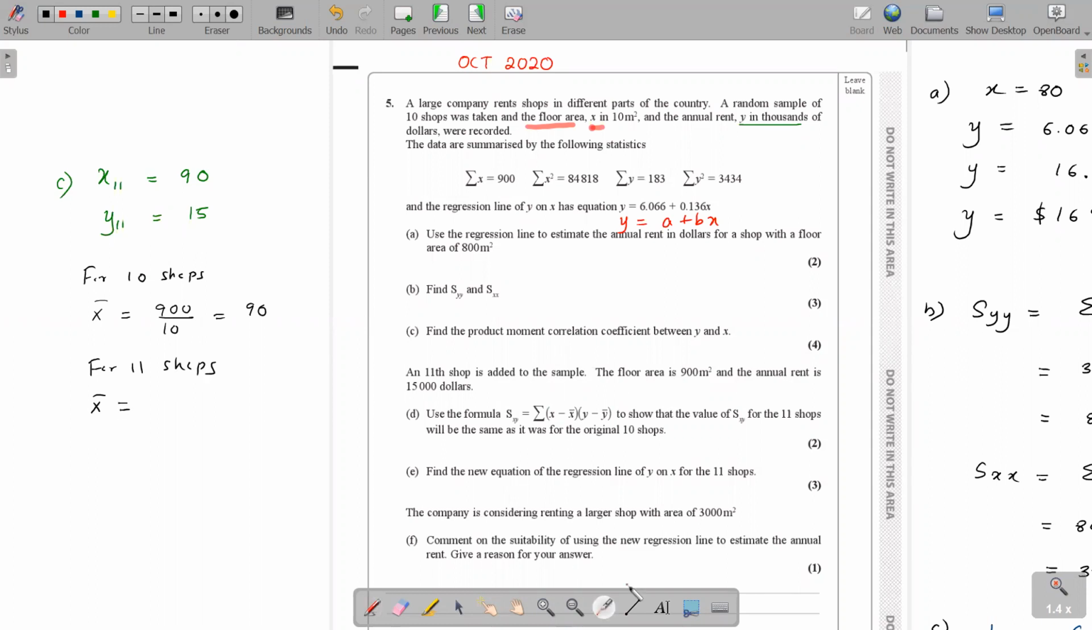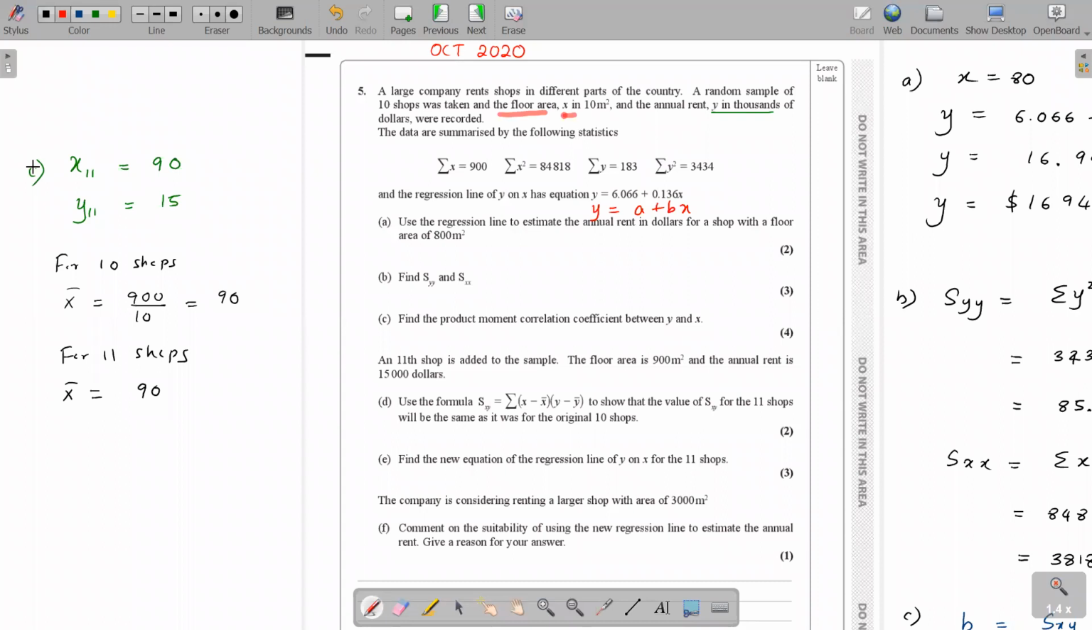So when you have the sigma X for 10 shops, it is 900. You're adding another shop that is 90. So 900 plus 90 is the sigma X now. 990 is the new sigma X. Divide by n, which is 11. So 990 divided by 11 gives you 90 again. So your new X bar is also 90. There is no change in X bar. Previous X bar and new X bar are exactly the same. Do you agree with me?